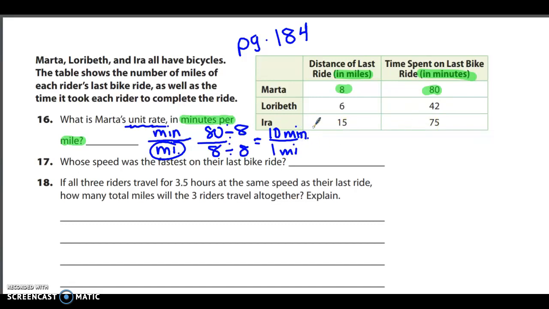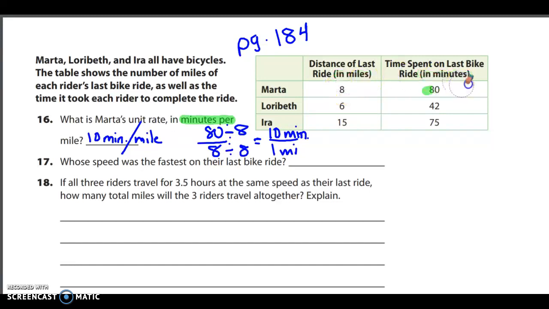So I'm going to write that on the line. What is Marta's unit rate in minutes per mile? It's 10 minutes. I need to make a little space here. It's going to be 10 minutes per mile. And one way to write that is to write 10 minutes and then put a slash and then put a mile. You could use the word per, or you can use that slash. So what I just wrote there is 10 minutes per mile. Okay? All right, so let's go ahead and move forward.